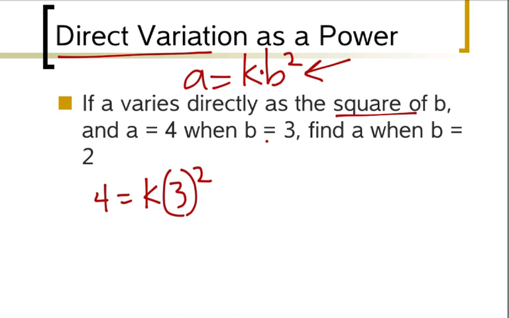The second one says find a. So what does a equal when b is 2. So I want to put 2 squared. So all I have to do is find k, and I just have to multiply it by whatever that number is, and I'll have a.